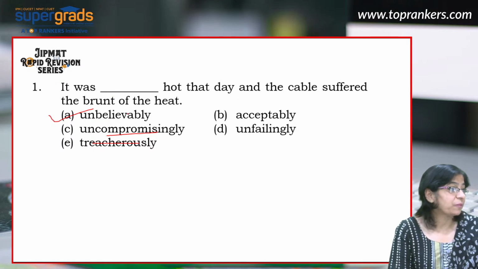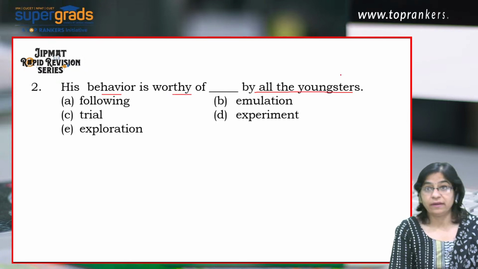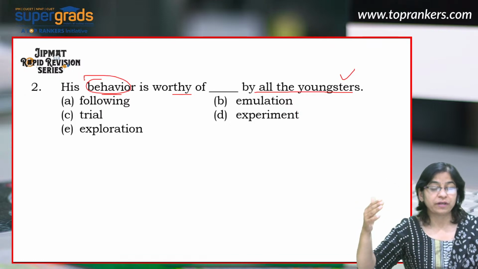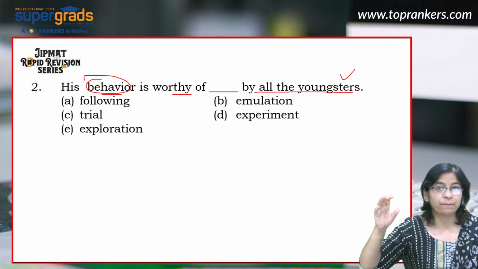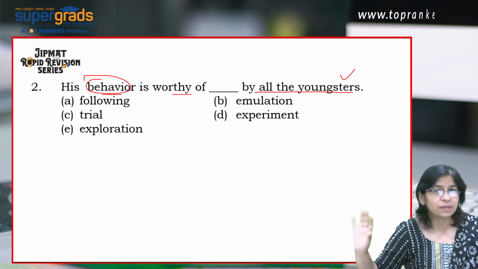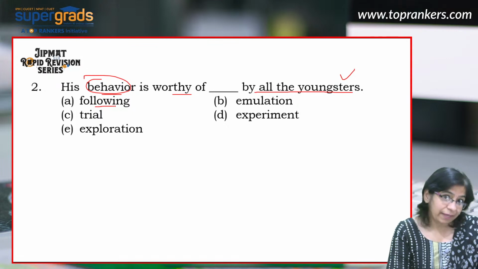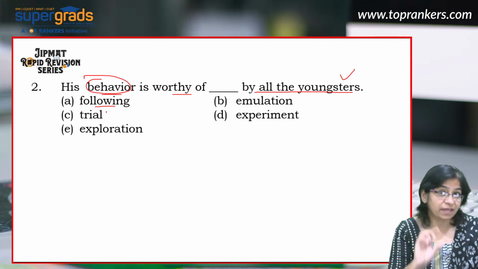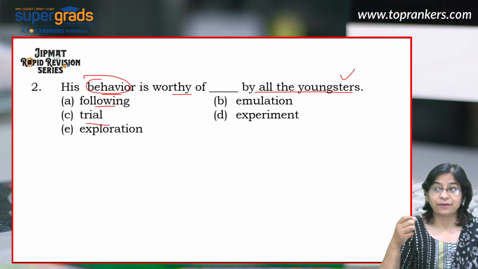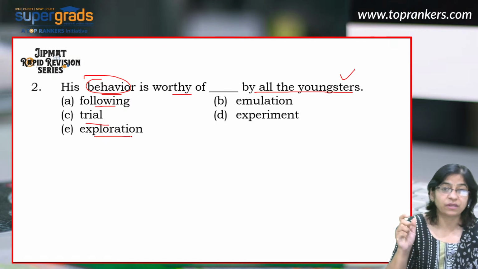Now let's move on to the second one. His behavior is worthy of dash by all youngsters. Now, see, we are talking about somebody's behavior being worthy of. What would you want the word to be? Something that the youngsters follow, or something the youngsters do not follow? Something like this, right? Let's look at the answer choices. Worthy of following by all the youngsters. Do you think that is the right word to go there? Trial is when you try out something. Exploration is when you look for something, when you are in search of something.